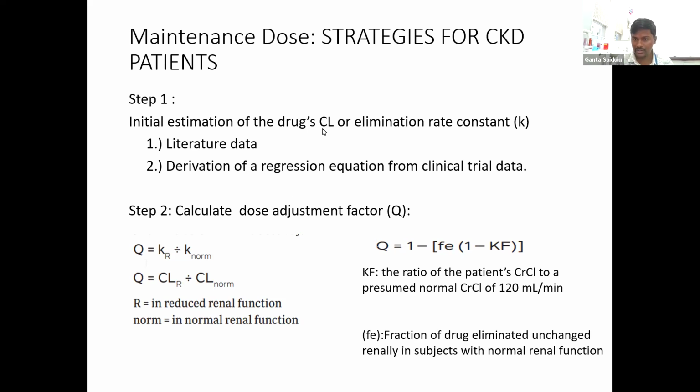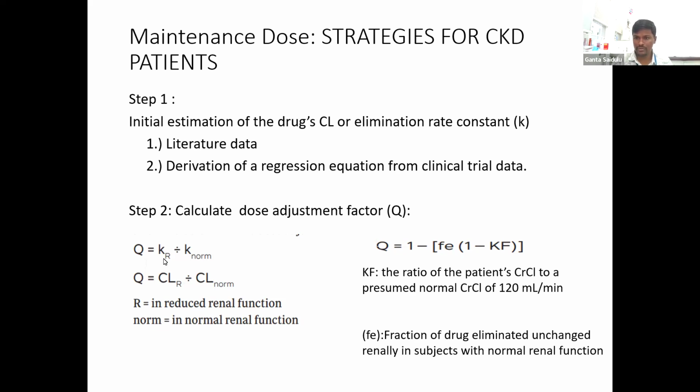And if you have the drug clearance as well as the elimination rate constant, then the next step is to calculate the dose adjustment factor, which is called Q. We can calculate the dose adjustment factor using two formulas. One is the K value from the reduced renal function over the K value from the normal renal function, which is the elimination rate constant. Another formula is the reduced renal function clearance over the normal renal clearance. By using these formulas, we can calculate the dose adjustment factor.